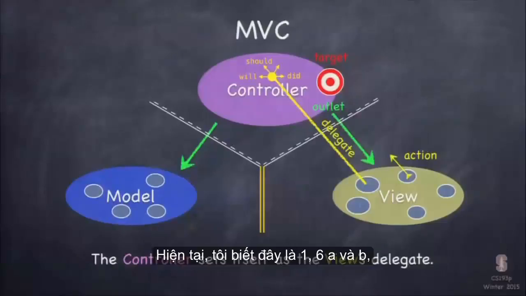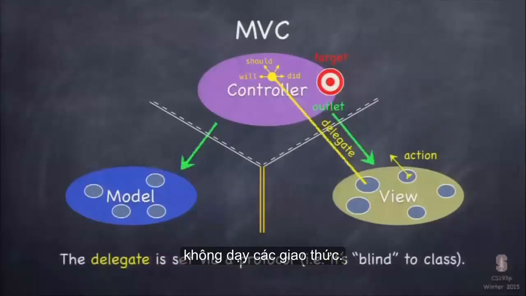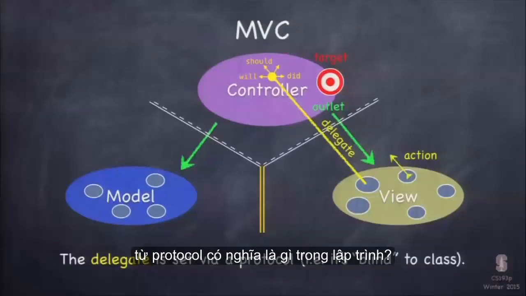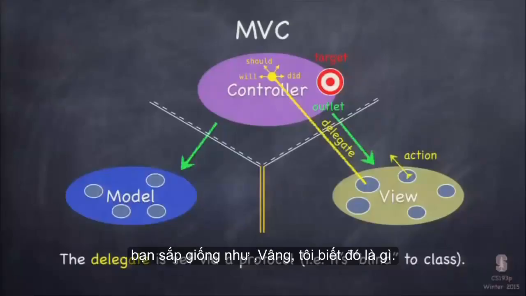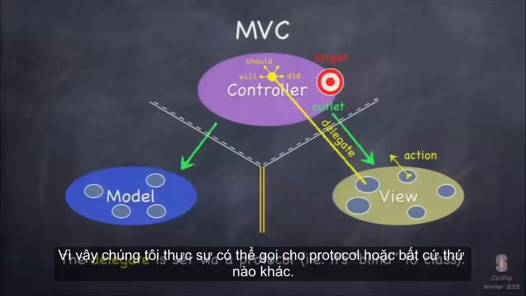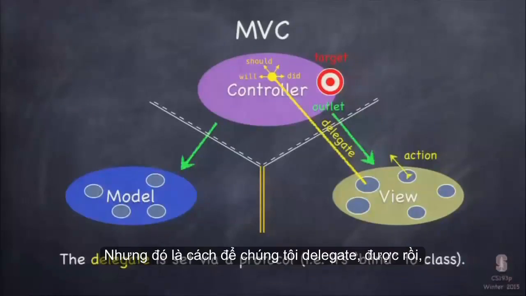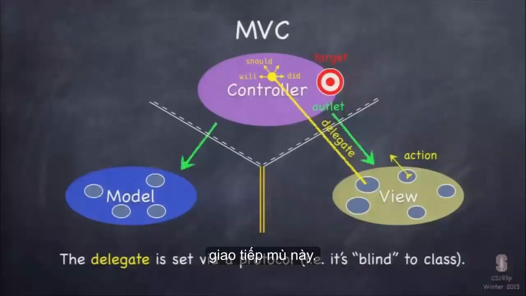Now, I know that CS106A and B do not teach protocols. How many people know what the word protocol means in object-oriented programming? Okay, very few of you. So I will be teaching that. A protocol is just a blind way to talk to another object. When I teach you, you're going to be like, oh yeah, I know what that is. We didn't really call it protocol or whatever, but that's how we do delegation, this blind communication.